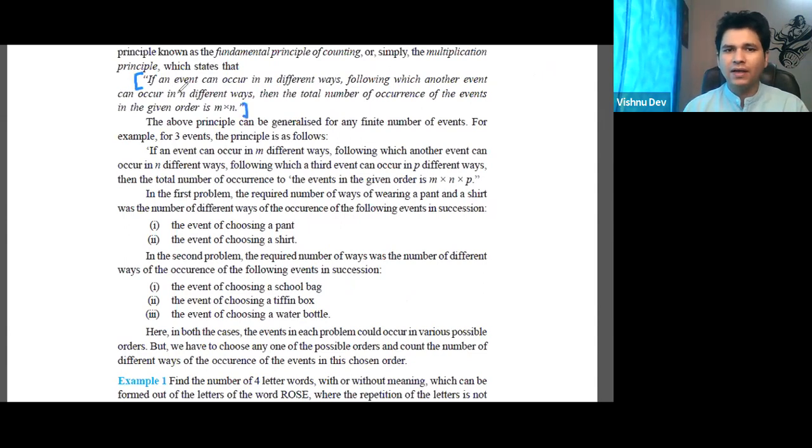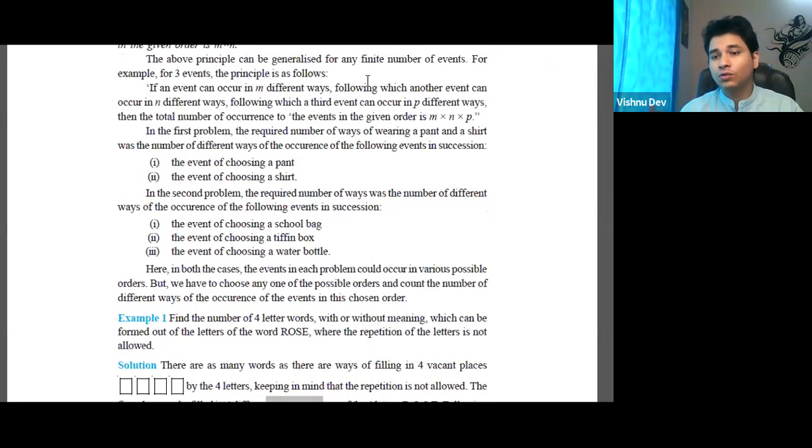If an event can occur in m ways, following which another event can occur in n different ways, then the total number of occurrences of the events in the given order is m into n. Both event 1 and event 2 are occurring, then it is m into n. If we have 3 events, keep on multiplying.